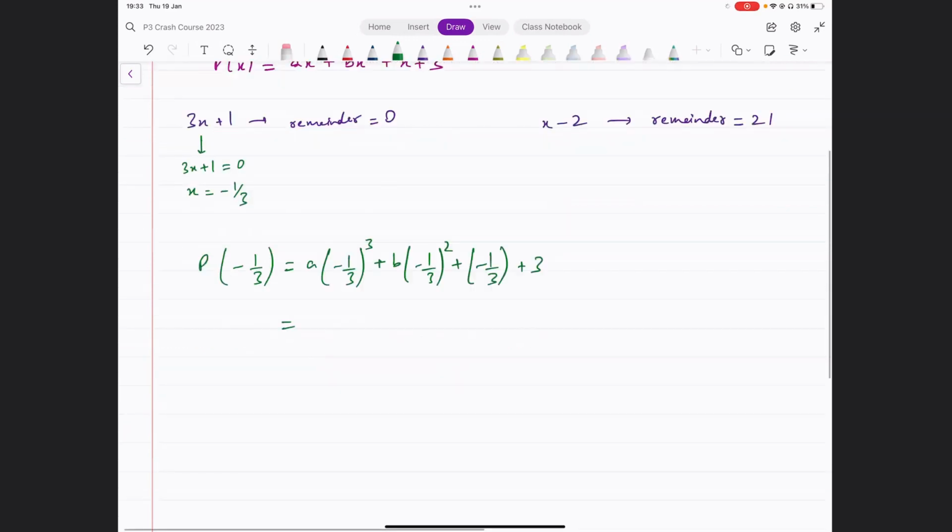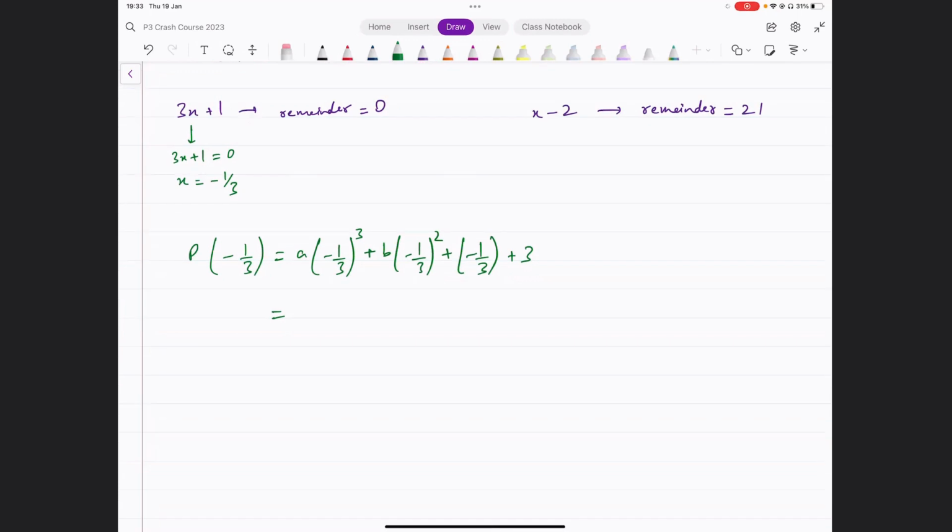Now, what does this simplify to? Remember, when we take cube of negative numbers, the negative sign stays there. Minus 1 over 3 whole cube, that's going to give us minus 1 over 27 times a. Minus 1 over 3 whole square, that's 1 over 9. So that's 1 over 9 times b. Minus 1 over 3 plus 3.